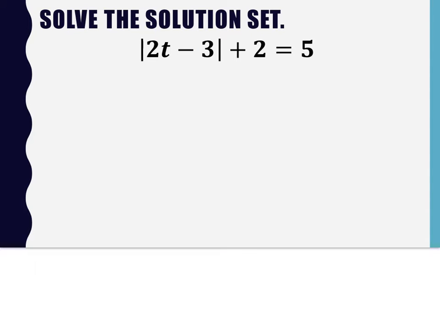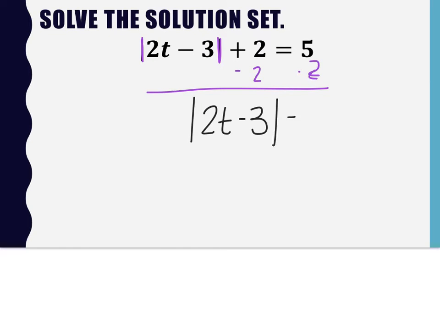So in order to solve absolute value equations or inequalities, the first thing you have to do, before you can do anything or think about anything or decide anything, is get the absolute value by itself. Just like we've been working on getting y by itself, we're going to get the absolute value by itself. So for my first step, I have to subtract 2 from both sides. So I end up with the absolute value of 2t minus 3 is equal to 3.